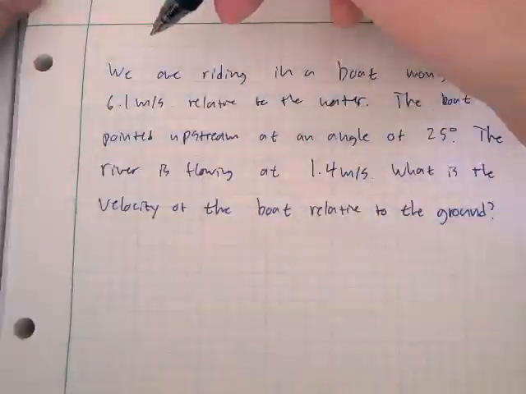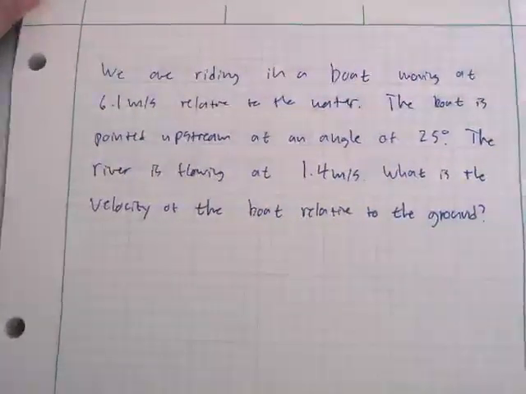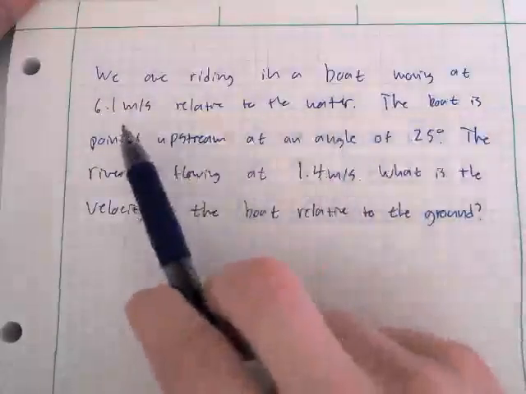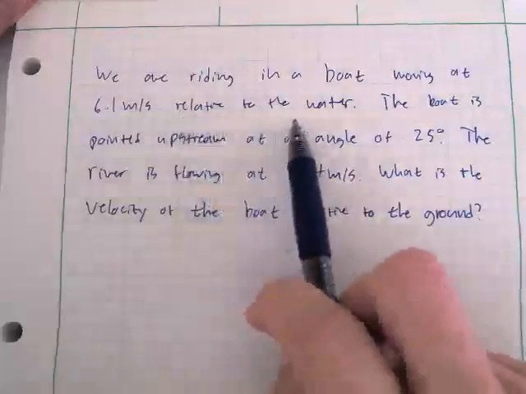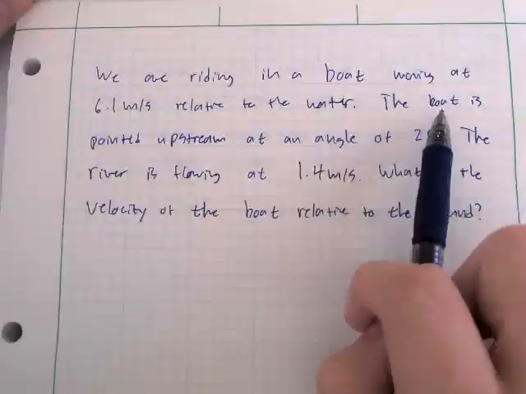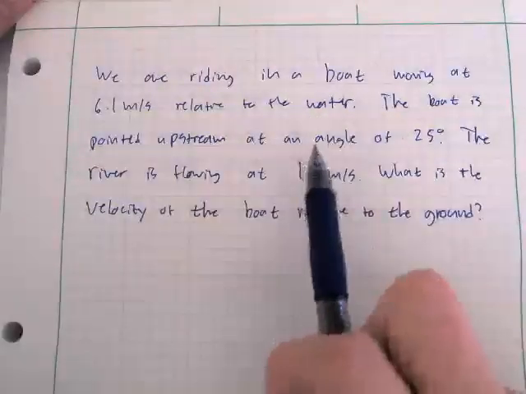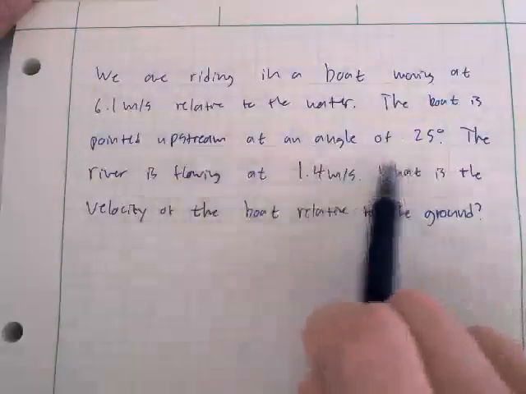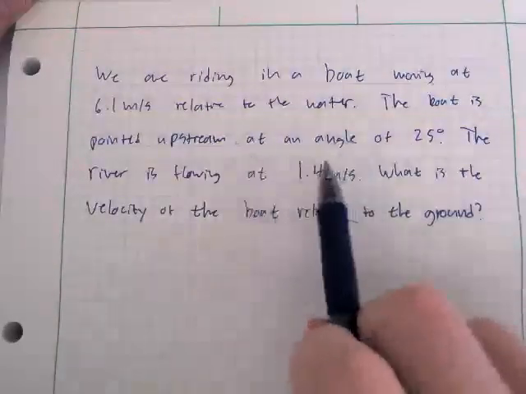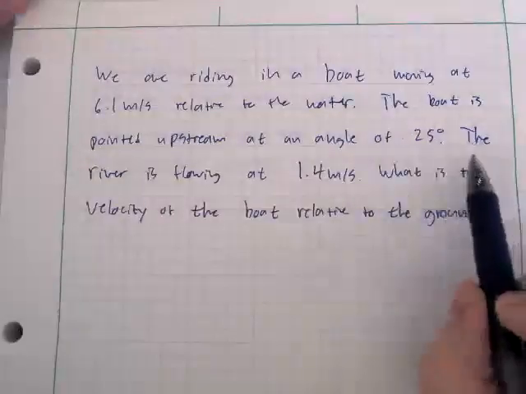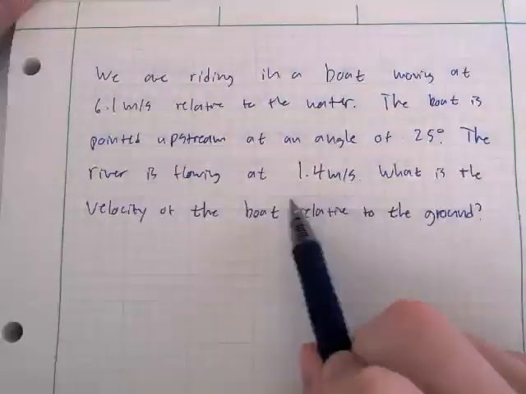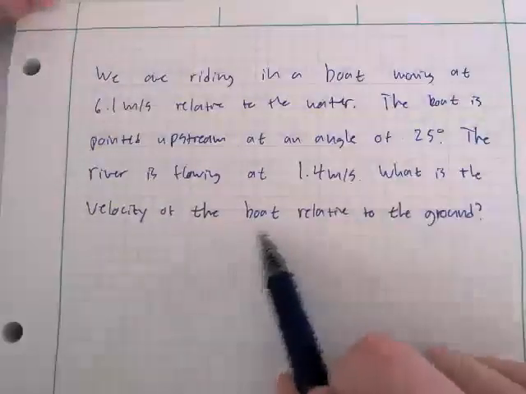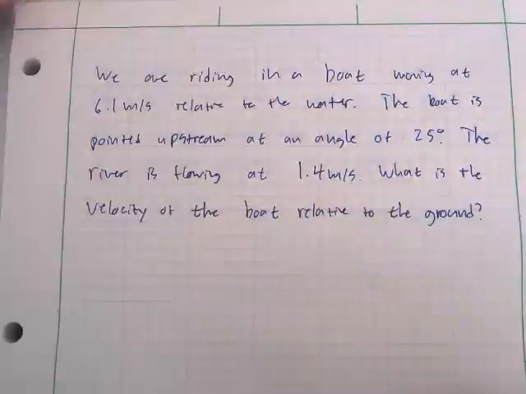So now we can look at our next example. Make sure I don't block your view of this. We'll say that we are riding in a boat and we are moving at 6.1 meters per second relative to the water. We're going to say that the boat is pointed upstream at an angle of 25 degrees. I'll explain what I mean by upstream in this angle, just the convention that we use for that, in a second. We'll draw a nice picture for it. We're going to say that the river that this boat is on is flowing at 1.4 meters per second. What is the velocity of the boat relative to the ground, right?